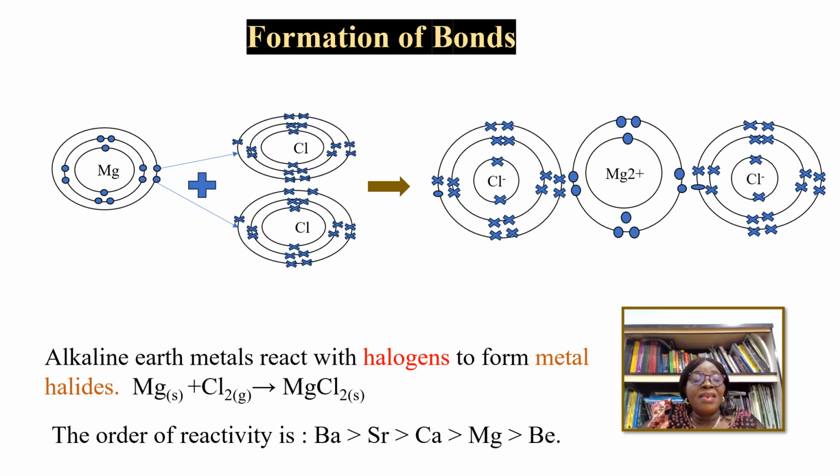A halide is a compound containing an ionic halogen, and the reactivity increases down the group. The order of reactivity is barium greater than strontium, greater than calcium, greater than magnesium, and greater than beryllium. This is because of the increase in the electropositivity of the elements as we go down the group.